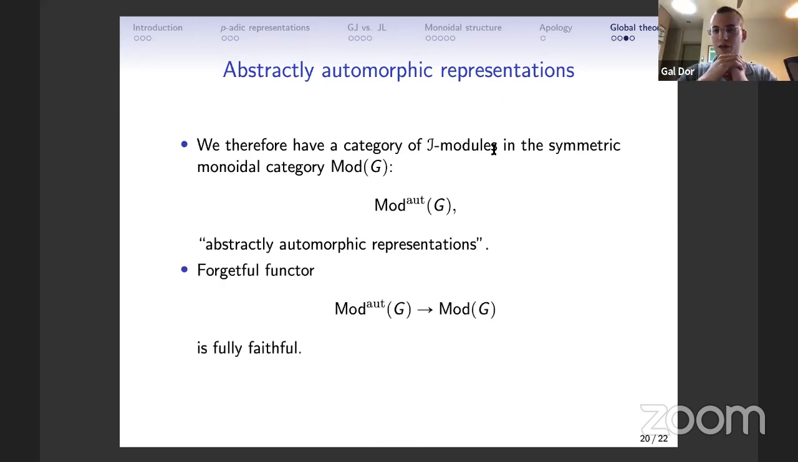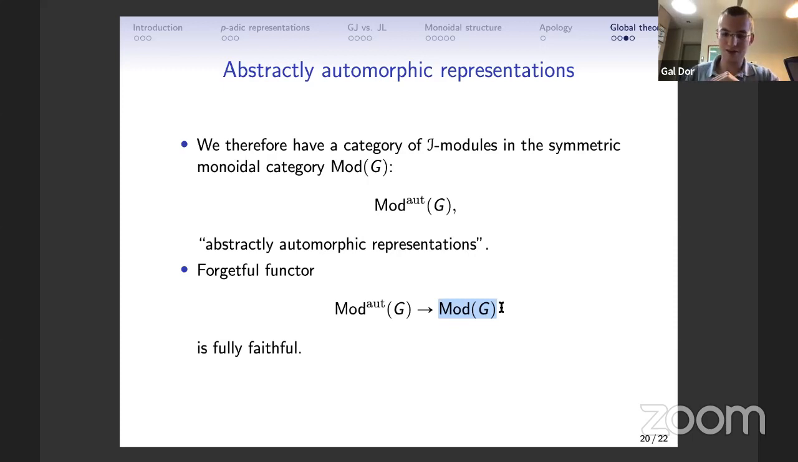It turns out that if I have an abstractly automorphic representation and I forget the abstractly automorphic structure, I remember only the underlying G module, then this map is fully faithful. This means that any object of mod G, any G module, can be extended to an abstractly automorphic representation in at most one way. So basically it's a property. If I have an object of mod G, either it is abstractly automorphic or it is not. In other words, I have a fully faithful subcategory. I've just selected some of the objects inside this huge category mod G, the ones that can get an I module structure, and these are the ones that I propose calling abstractly automorphic representations.